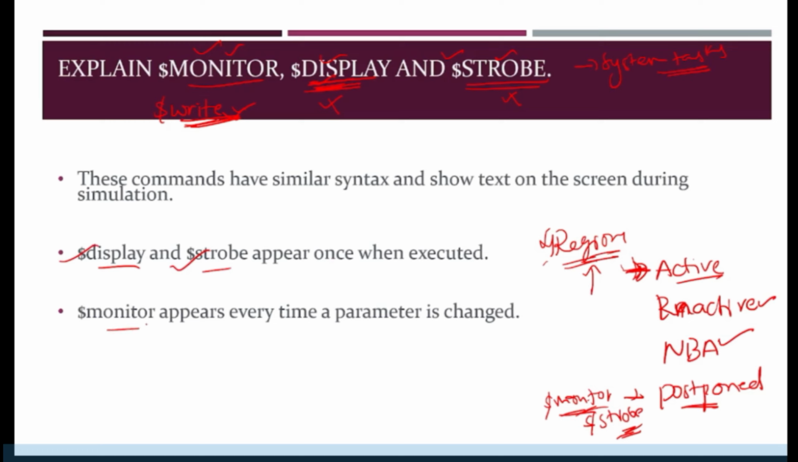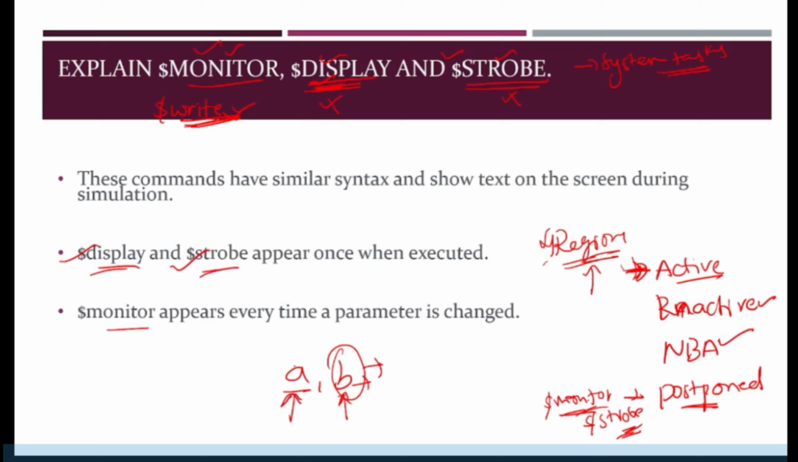But when you want that parameter to be executed multiple number of times, for example, if you are taking input A and input B, and you want to monitor every change in input A, but you only want to display whatever is there in B, you don't want to monitor B, then you can just display it one time by using either dollar strobe or dollar display.